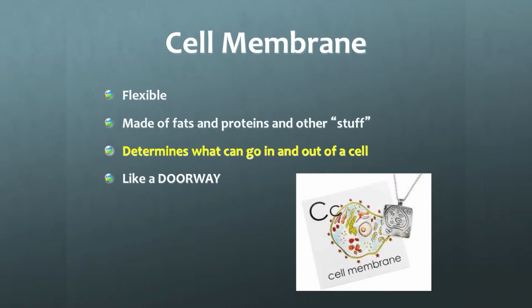So the cell membrane: some things about it, it's flexible. It's the outermost layer in an animal cell. It determines what goes in and out of a cell. So it's kind of like a doorway. If we were to compare this cell to American Fork Junior High, the cell membrane would be the doors that you open and shut to let things in and out, even though they're not flexible, but the jobs match.